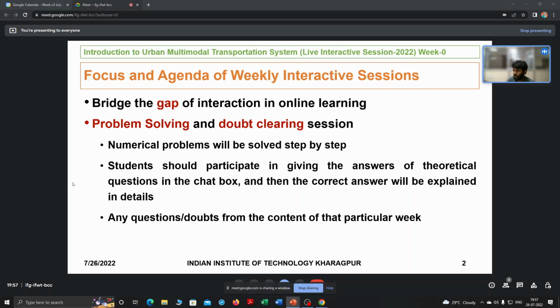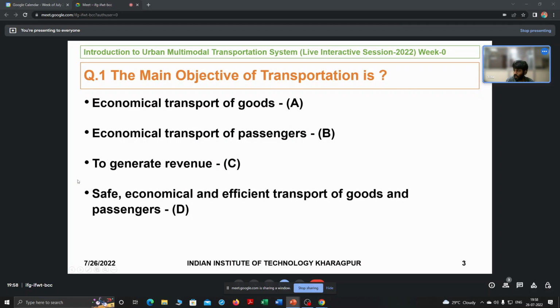And then for the theoretical questions, first the students will participate and try to answer. There will be a kind of MSQ and MCQ, that is multiple select as well as multiple choice. I will dictate which of these questions those are, so students can try to answer accordingly, and then finally I will explain the correct answer as well as the reason. Third, any queries or doubts from the particular week's content, you can ask at the end of the session, right? So then let's get started.